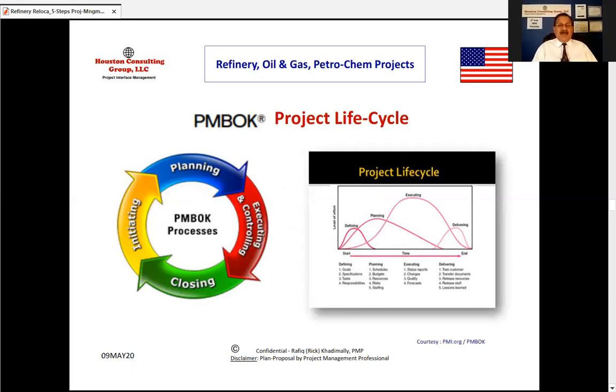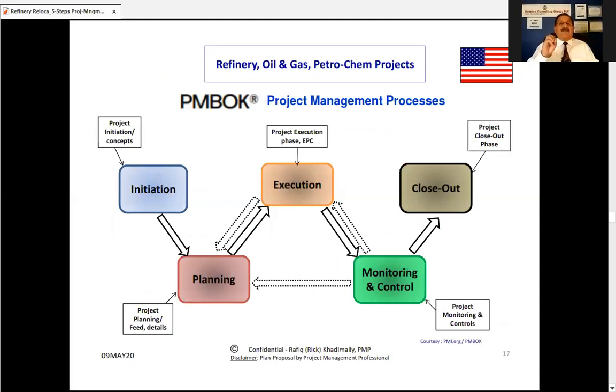And the project life cycle is exactly the same: how the project starts, is initiated, executes, and then closes down. There are five basic processes which we have: initiation, planning, execution, monitoring and control. Monitoring and control right here, you could reiterate both ways. You could go towards execution, you could go towards planning. So it is an iterative role at that time, and then you can close out.